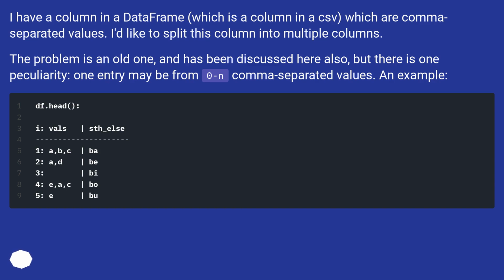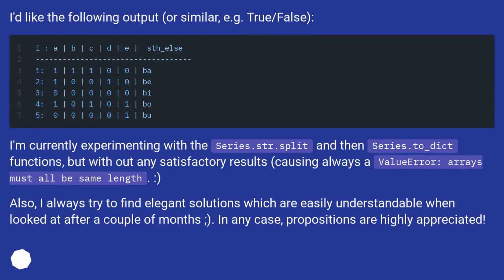The problem is an old one, and has been discussed here also, but there is one peculiarity: one entry may be from 0 and comma-separated values. An example. I'd like the following output, or similar, for example true/false.